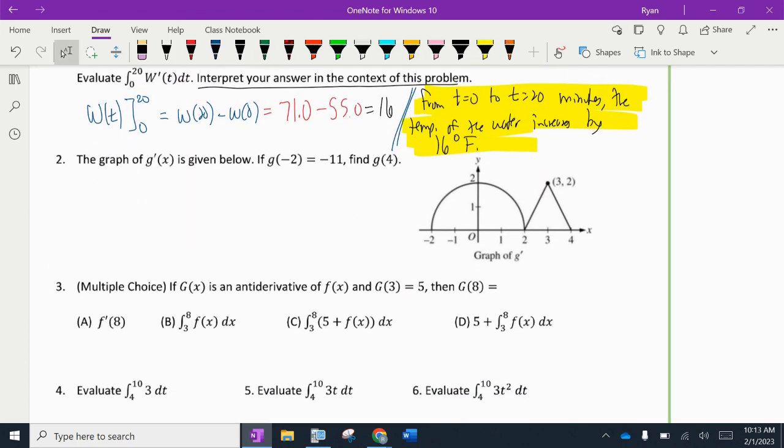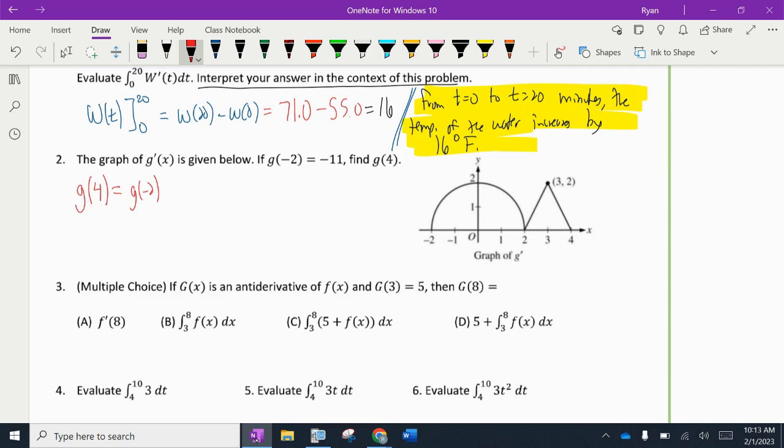So there was a table example. Now we have a graphing example. It says the graph of g prime of x is given below. If g of -2 equals -11, find g of 4. Let me help you in getting this one set up. G of 4 equals, do we know an initial position? Yeah. So I could say g of -2. More specifically, I could put a -11 in there.